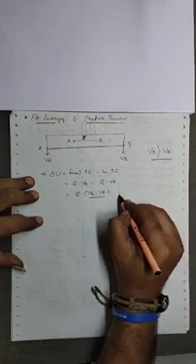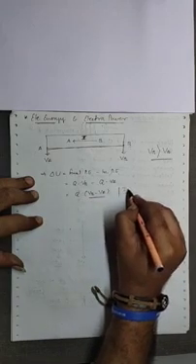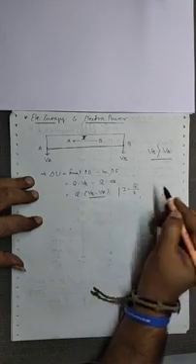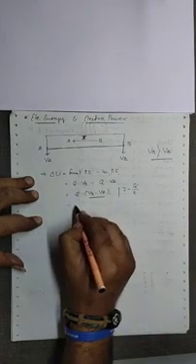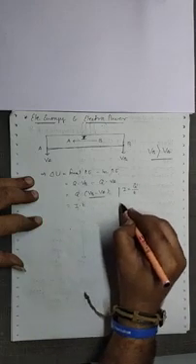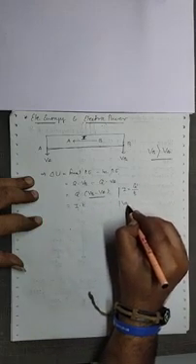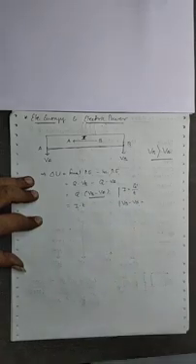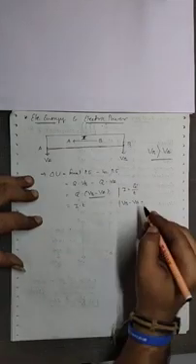What is Q? From the definition of electric current, I is equal to Q by T. Making Q the subject, it is I multiplied by T. And let us take VB minus VA is equal to, what is this? It is the electric potential difference, that is V.